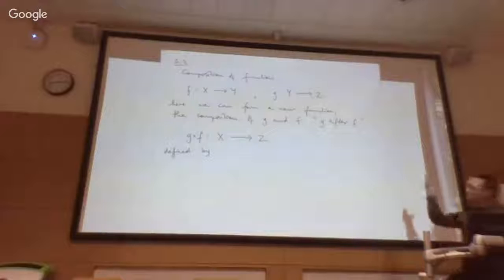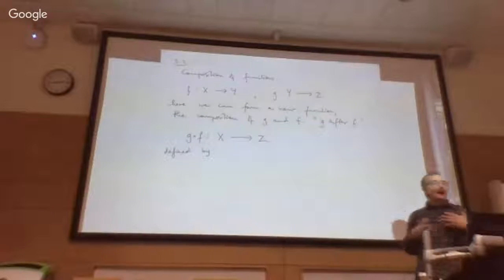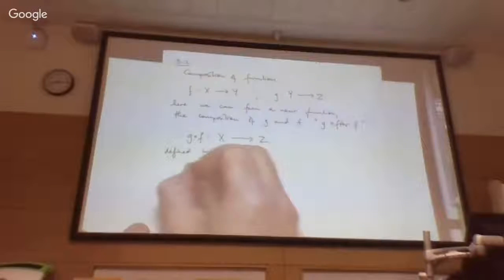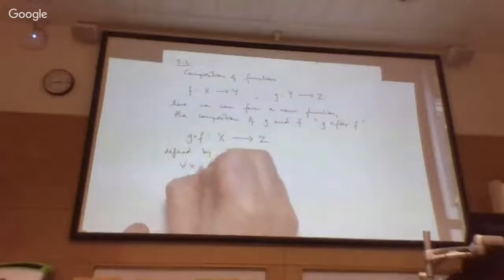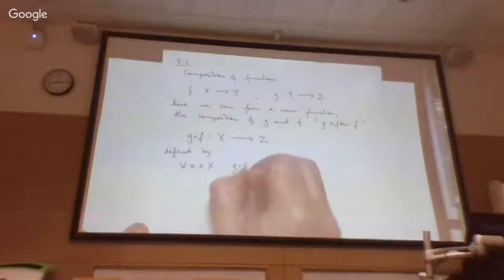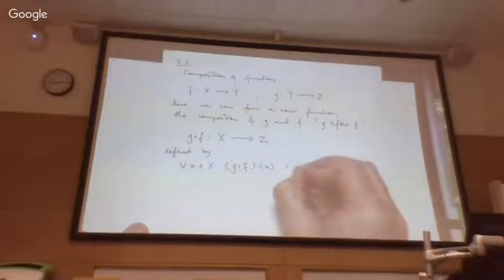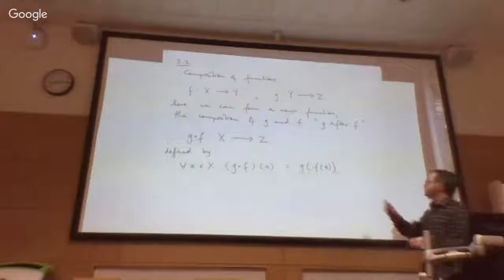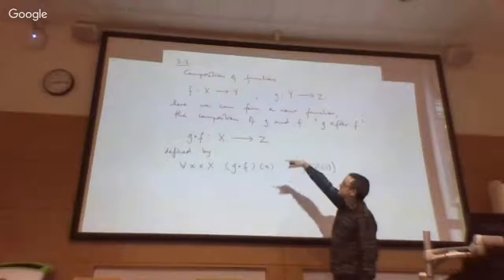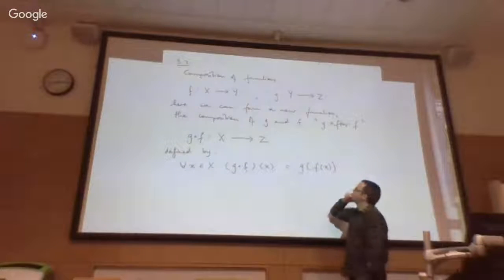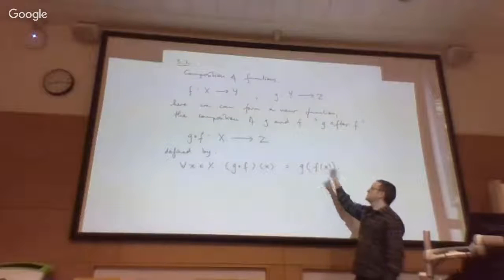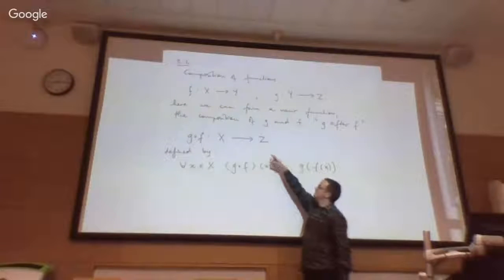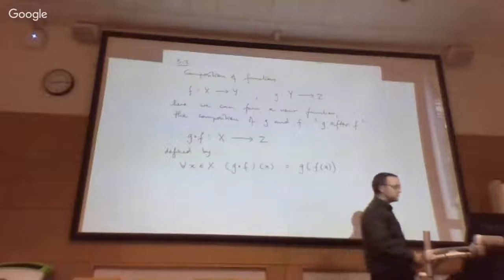So to define a function, you have to state what its domain is, what its codomain is, and you have to say what all its values are. So this is defined by, well, for every x in the domain, g after f applied to x is simply g of f of x. So you first apply f to the argument, that takes you into the set y. But when you're in the set y, you can apply g, because y is the domain of g, and that will take you on into z, the codomain of g after that.